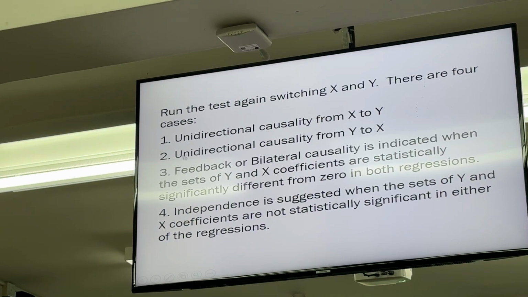So in that case, you will have 4 possible outcomes. Either y Granger causes x, or x Granger causes y. It means unidirectional, only one way. One way causality from x to y, or from y to x, or they have a bilateral causality that they cause each other, or they are not causing each other. Right? Either they do not cause each other, or you cause me, I cause you, or we are causing each other. So there are 4 possibilities here.